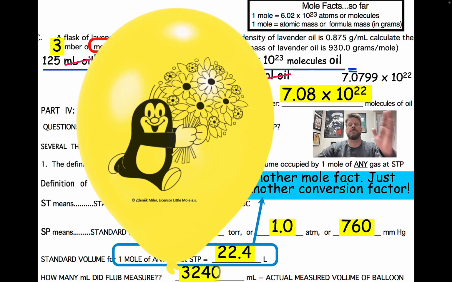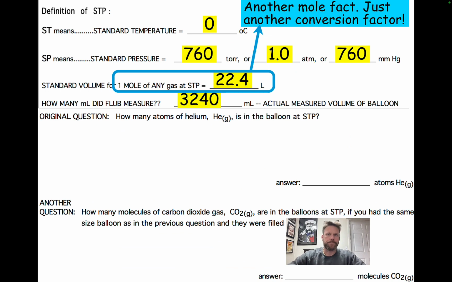If this balloon has a volume of 3,240 milliliters, how many atoms of helium are in the balloon? Okay, we have to convert 3,240 milliliters of a gas to atoms of helium. Do we have a conversion to do this? Nope. We cannot do this conversion directly, so this conversion will have a few steps. We are dealing with a gas at STP, so we know that we will be using our new mole fact. Keep that in mind while solving mole-type problems.